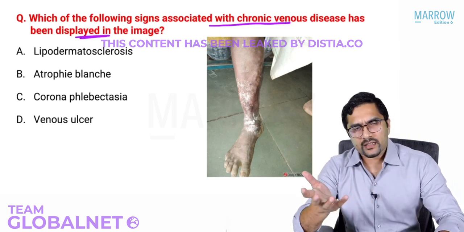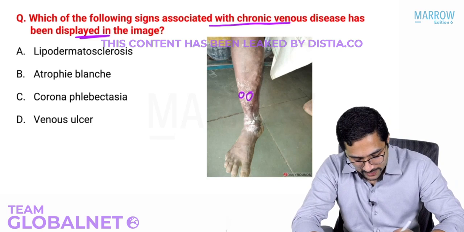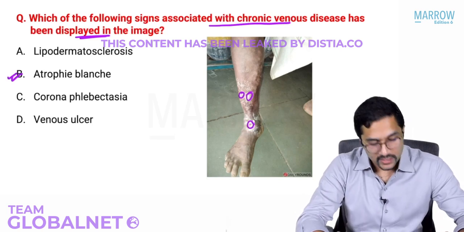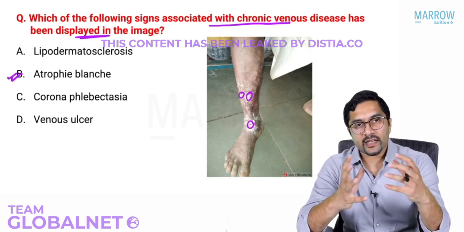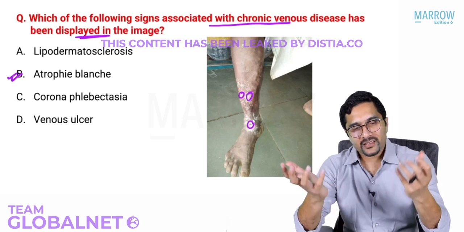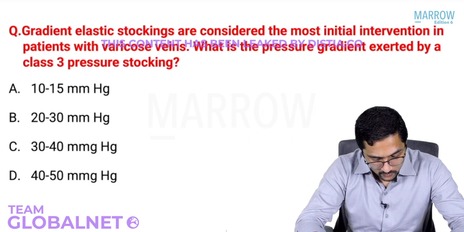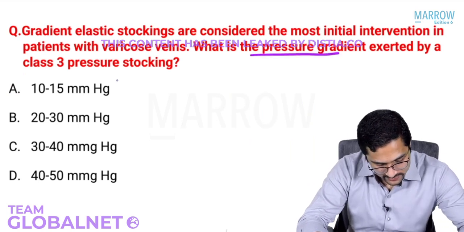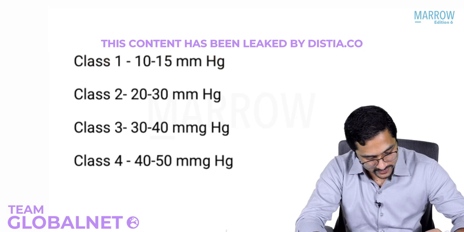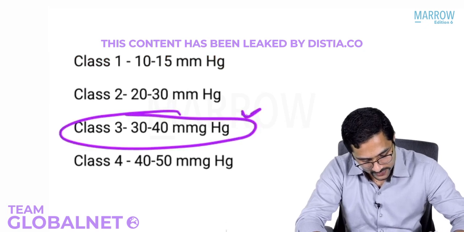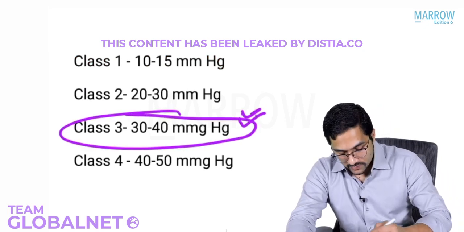Which of the following signs has been displayed on the image? So this is a giveaway. You can see these whitish patches. So this is atrophie blanche, where you have a depigmented area surrounded by thread veins or dermal flares. What pressure is to be exerted by class 3 pressure stockings? This we've already discussed. Class 3 is 30 to 40, and that is what we use in patients with varicose veins.